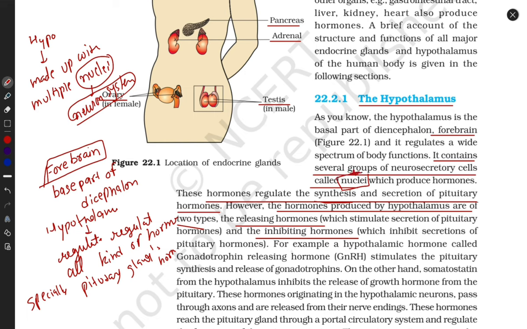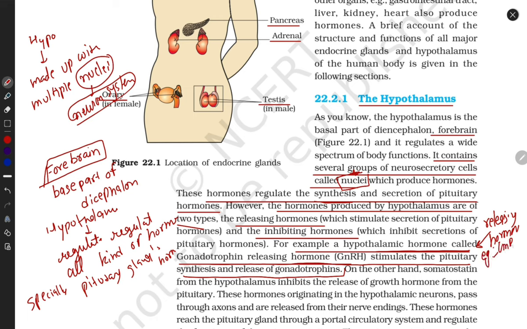Next, here are some examples of inhibiting and releasing hormones. Most important: a hypothalamic hormone called gonadotropin releasing hormone stimulates the pituitary synthesis and release of gonadotropins. This is a releasing hormone example. The example is GnRH, gonadotropin releasing hormone.